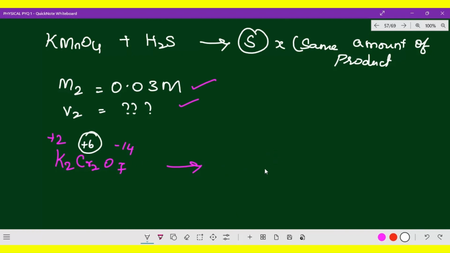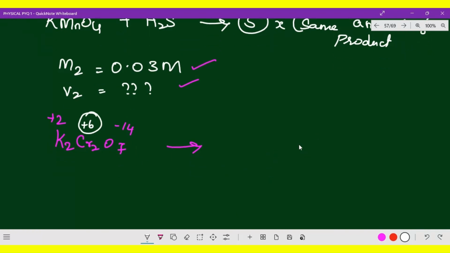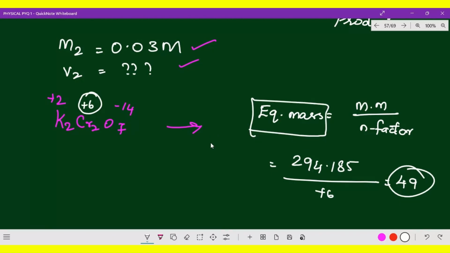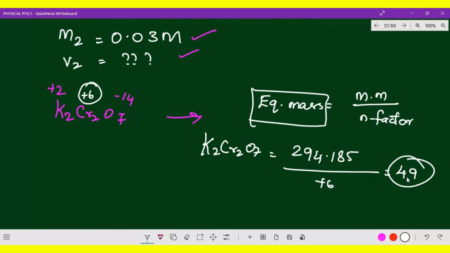Now we have to identify the equivalent mass. What is the equivalent mass of K2Cr2O7? Equivalent mass equals molecular mass divided by n factor, where n factor means the number of electrons lost or gained. The molecular mass of K2Cr2O7 is 294.185, divided by n factor 6, so you get 49. The equivalent mass of K2Cr2O7 is 49 gram per equivalent. Please remember this point.